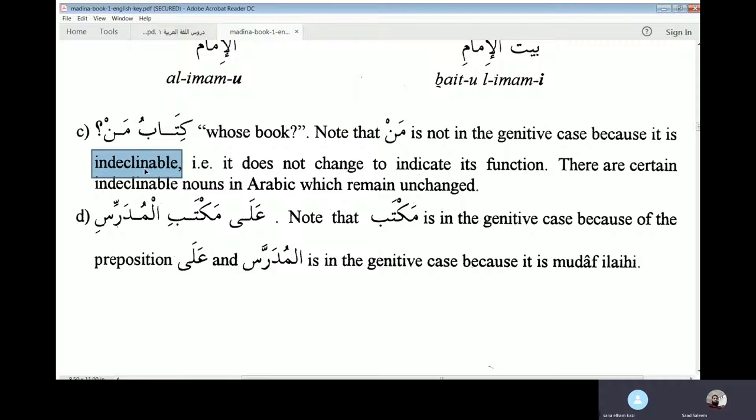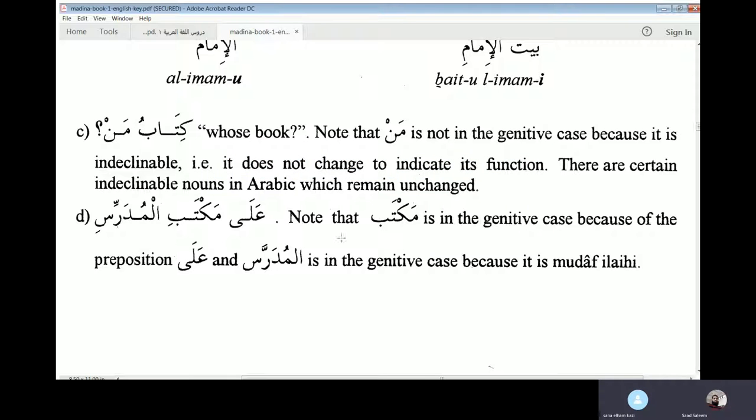Do you know what indeclinable is called in Arabic? No, I don't know. It is called mabni. You will learn about it later, inshallah, in detail. So mabni are the words which don't change. Can you tell the name again, brother? Mabni, mim, ba, noon, ya. No matter which Arabic rule we apply on it, it does not change. Inshallah you will learn about it later.